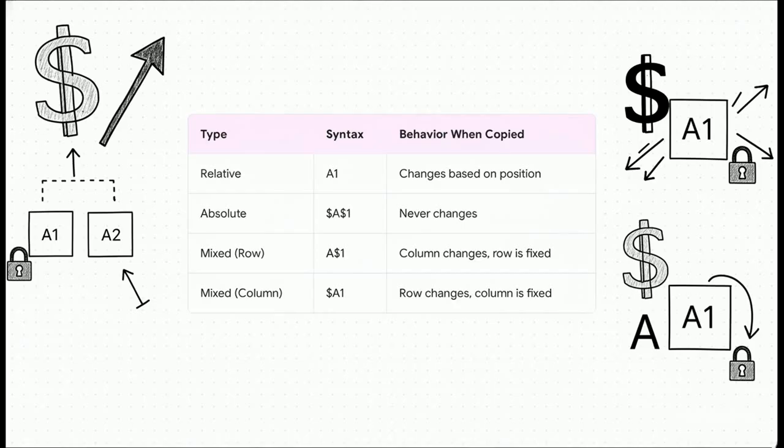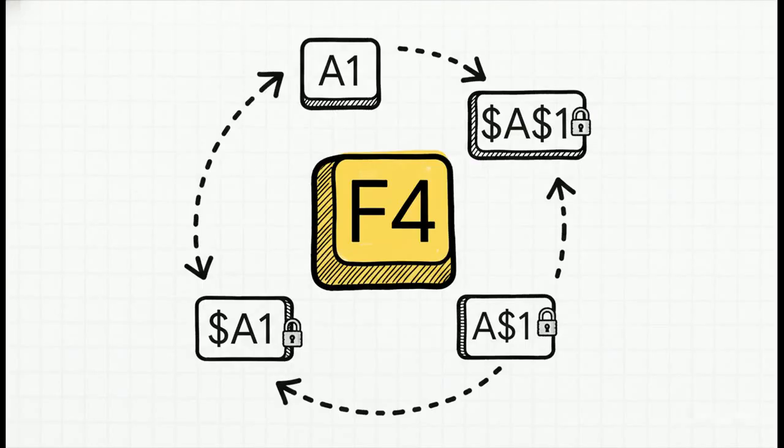You can also mix them to lock just the row or just the column. It gives you total control. And here's the pro tip that will save you literally hours of your life. Instead of manually typing in those dollar signs, just click on a cell reference in your formula and press the F4 key on your keyboard. It will automatically cycle through all 4 reference types for you. It's a total game changer.